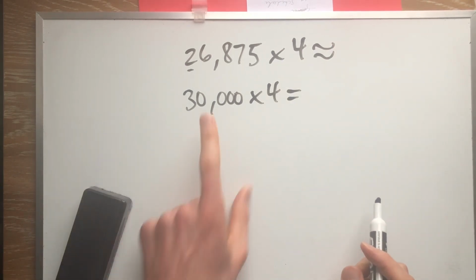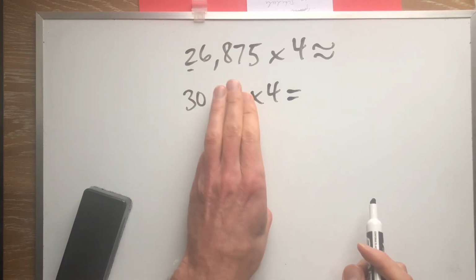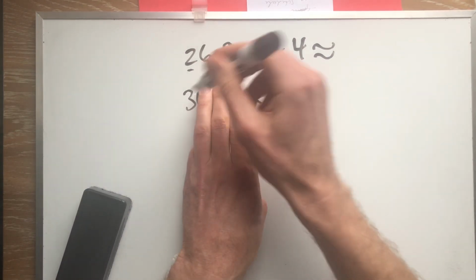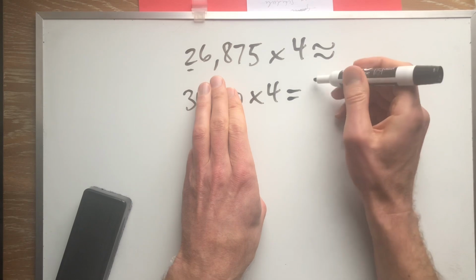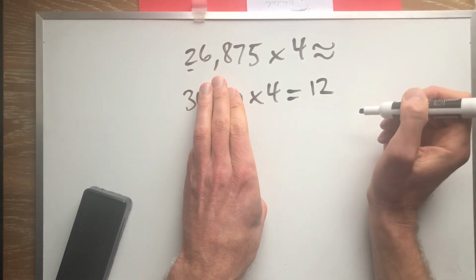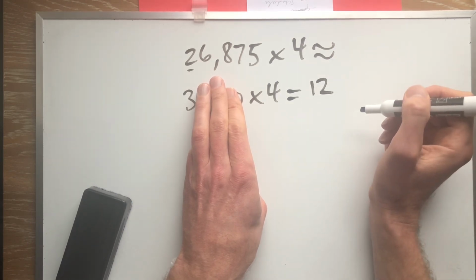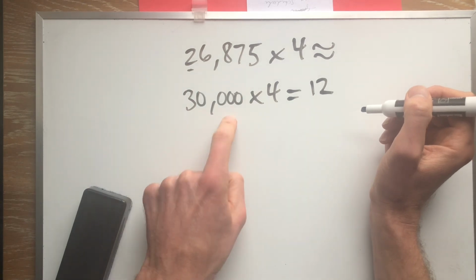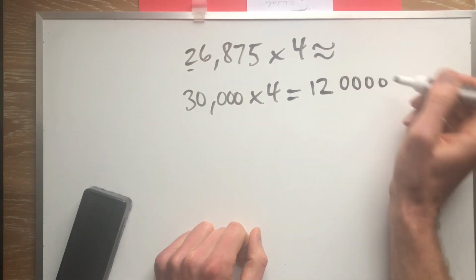Okay, well, I see a whole bunch of zeros. I'm just going to cover them up and just look at the easier problem. What's 3 times 4? 12. And now how many zeros did I just uncover? 1, 2, 3, 4.